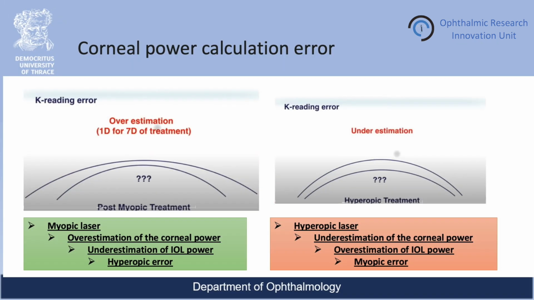In post-myopic treatment, there will be an overestimation of the K reading of about 1 diopter for each 7 diopters of myopic treatment. Therefore, this overestimation of the K readings eventually leads to an underestimation of the IOL power that should be implanted, and this subsequently leads to hyperopic refractive error after cataract surgery. On the other hand, K readings are underestimated after a hyperopic laser, leading to overestimation of the IOL power and myopic error after cataract surgery.